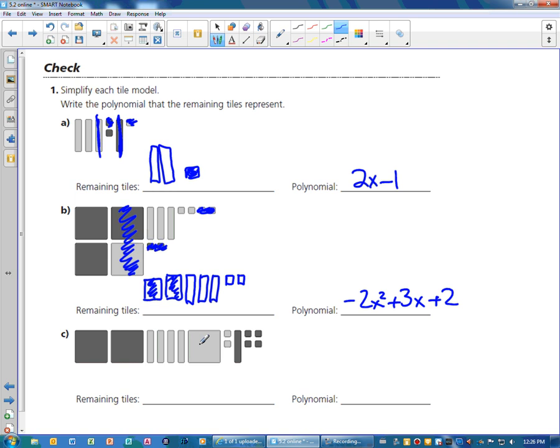Okay, in C, I've got a light one that I can cancel with one of the dark ones. I have a dark one that I can cancel with one of the light ones. And then I've got two lights that can cancel with two darks. So I have a dark, big one. I have three lighter rectangles and two little squares that are dark. So I have negative x squared, positive 3x, minus 2. So hopefully that's what you came up with as well in your check.